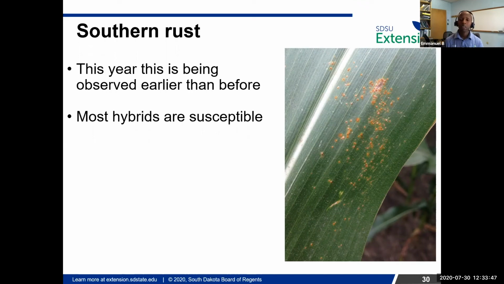But this year, this is the first, and I'm also hearing reports in Nebraska, they're saying this is the earliest they have seen it in a number of counties. So be on the lookout for southern rust, and corn just tasseled, it's beginning silking, or maybe some of it may be at the blister growth stage. And so a fungicide for fields that are starting to have southern rust may be recommended, because this disease can really develop and become severe and cause significant yield losses.